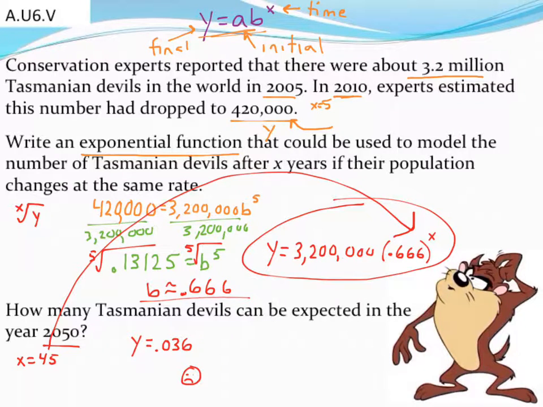So kind of a sad story, I guess, with that example. Let's hope that's not the case. But in this example, based on this information, we can expect those Tasmanian devils to be gone in the year 2050. We expect none are left.